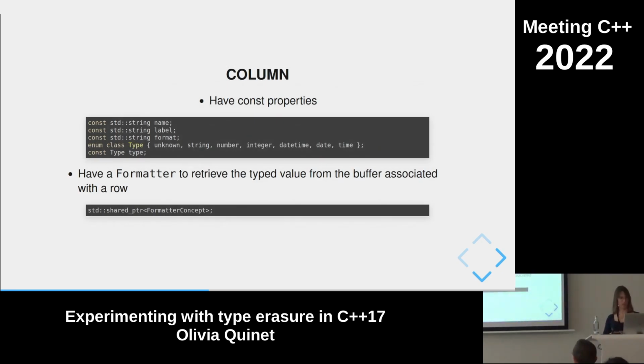And for the column, they can have a name, a label, a format, a specific format, and there is more or less a fixed, finite set of types, which is string, number, integer, date time. And I also put unknown just in case something new, unexpected happens.